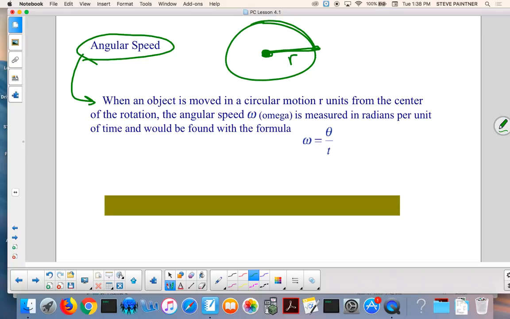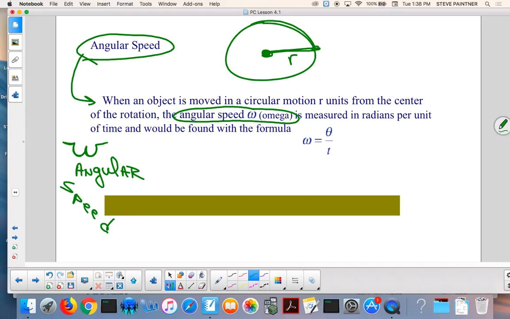The angular speed, what is angular speed called? Omega. Another Greek letter. Here's what I do when I write it. I put little fins on the end. It's supposed to be italics, so I can't do that, so I just go like this. This is omega. Omega is what speed? Angular speed. And when you say angular speed, you say 2 radians per second, like that. Well, how do you get that? It's measured in radians per unit of time, and would be found with this formula.